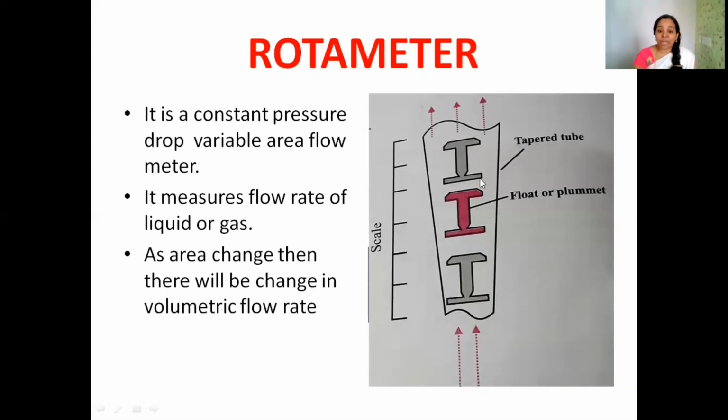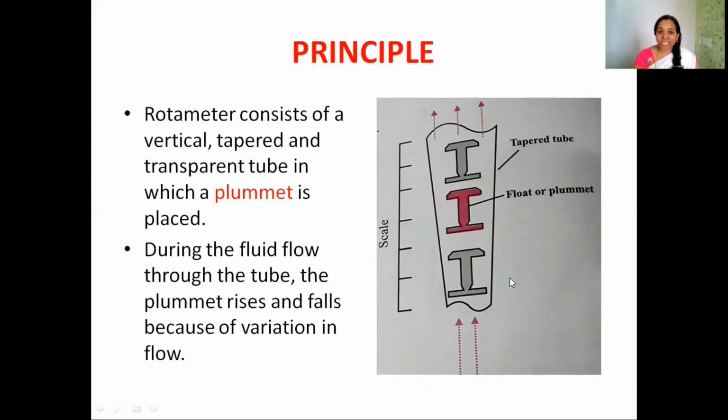Here you can see our tapered glass tube. The area of this tube is different from this point to this point. That is clearly visible here. As the area changes, the volumetric flow rate of fluid also varies. The rotameter consists of a vertical tapered transparent glass tube. Inside this transparent glass tube, there will be a plummet. A solid plummet is placed inside this glass tube with the help of a guide wire. This guide wire is not visible here, but actually it is there and it is used to move this plummet.